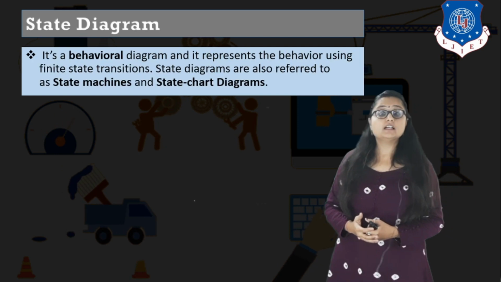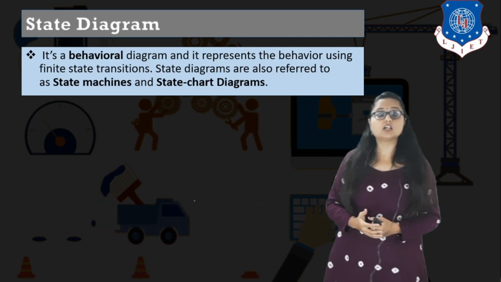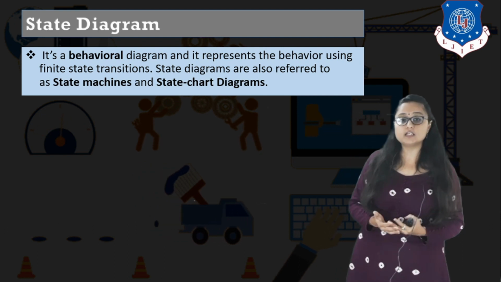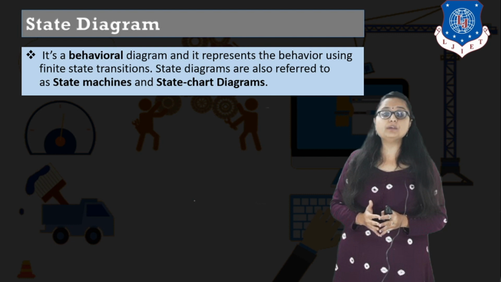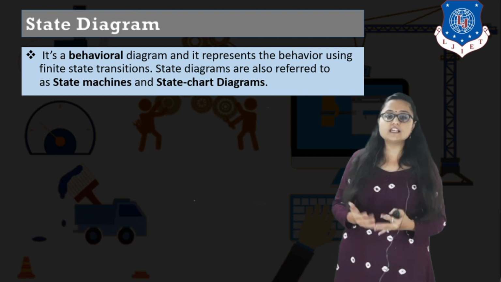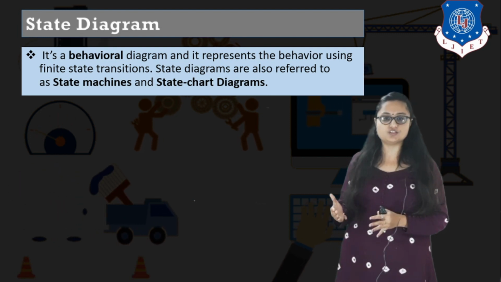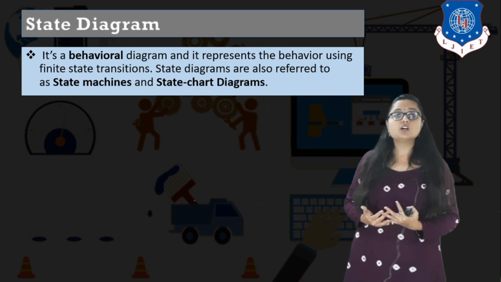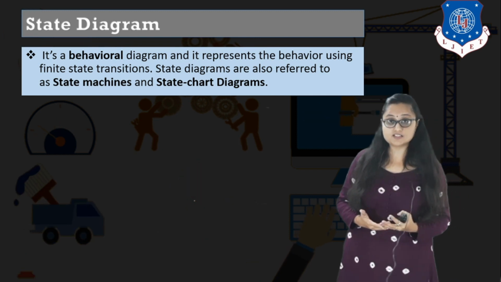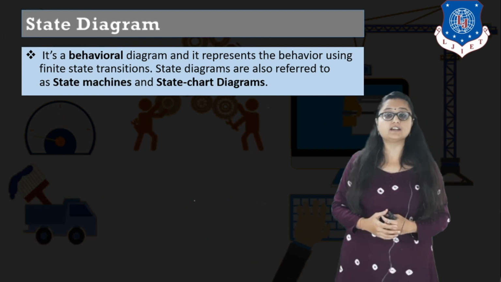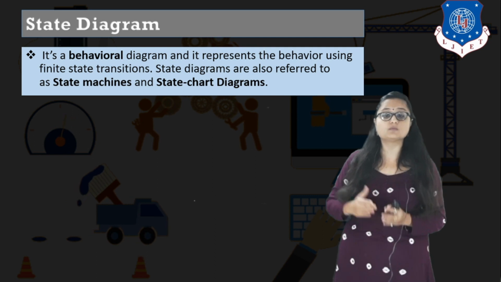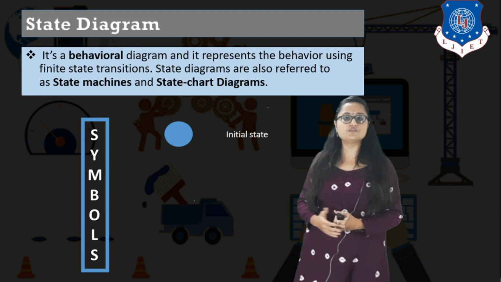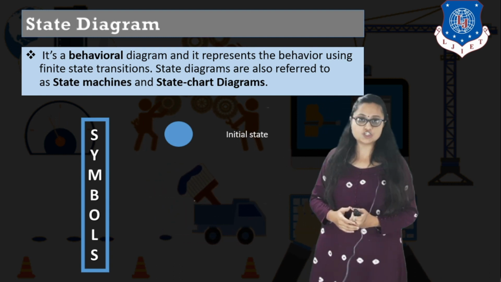The next diagram that we are going to study is state diagram. State diagram is a type of behavioral diagram, and it represents the behavior using finite state transitions, right? So we have specific states in our project. We are depicting the states via state diagram. State diagram is also referred to as state machines or state chart diagram. Now let us study the different symbols of state diagram. The first one is initial state.